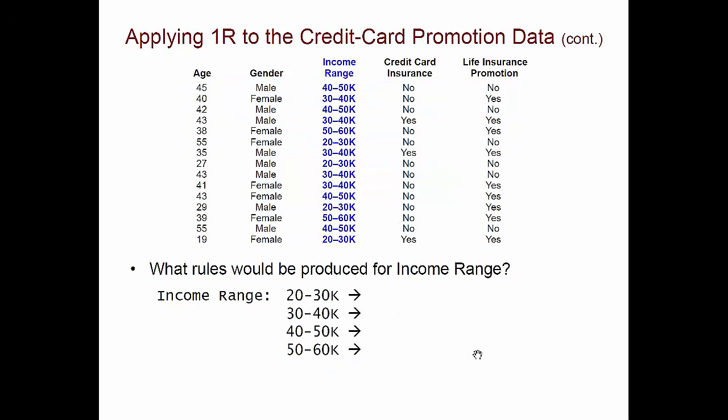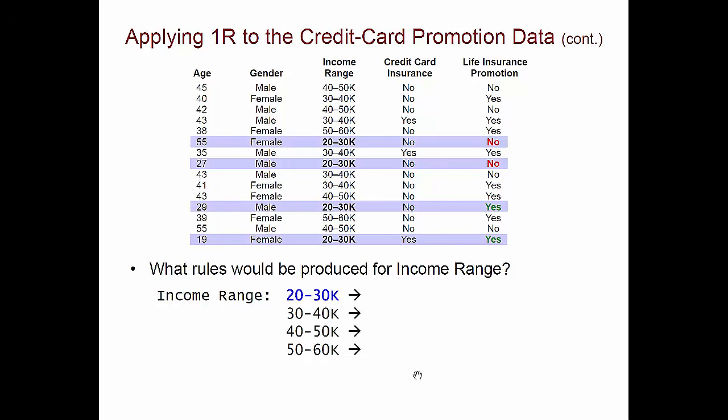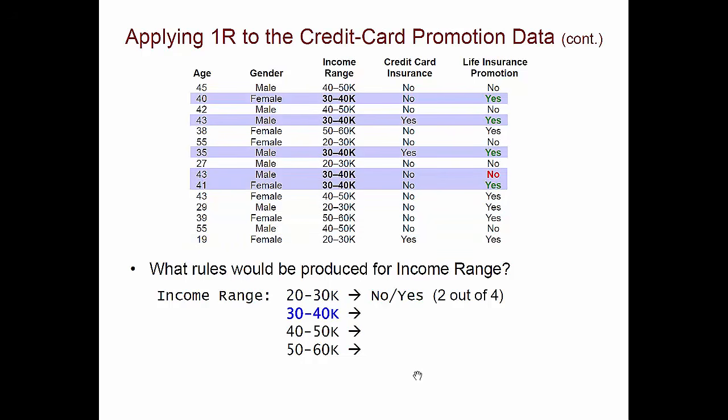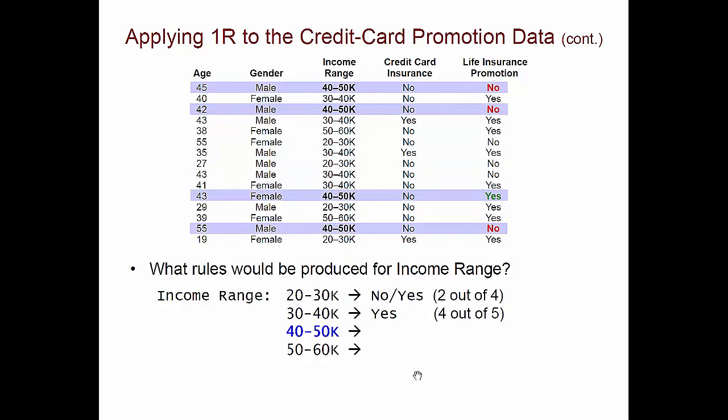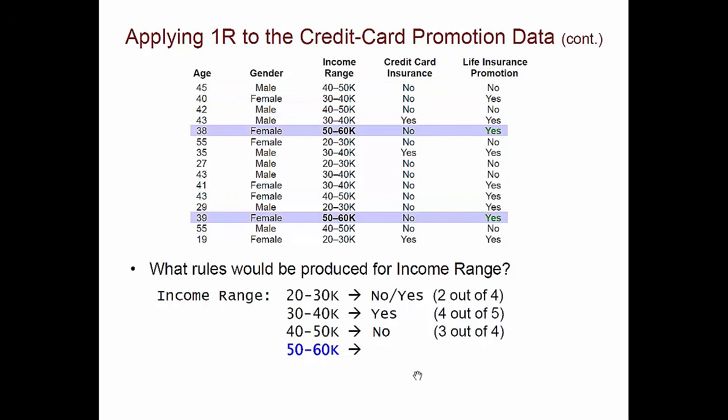If we look at income range, it has 4 possible values, and so the rules based on income range are going to need a prediction for each of those 4 values. If we look at 20 to 30K, you can see it's a tie, so for now we'll remain undecided about whether it should be no or yes. 30 to 40K, clearly the majority is yes. 40 to 50K, clearly the majority is no. 50 to 60K, it's clearly a yes.